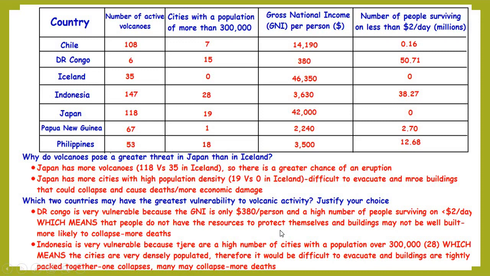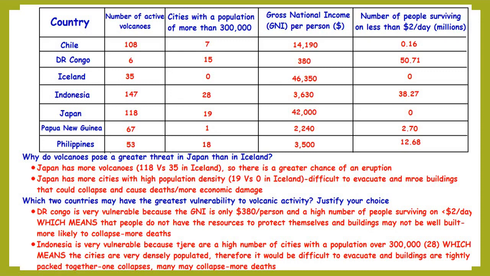You might have picked up on other things to do with low income, to do with overpopulation. You may have picked up on the fact that Indonesia has got the highest number of volcanoes, and that means the greatest chance of an eruption and therefore possibly more deaths.